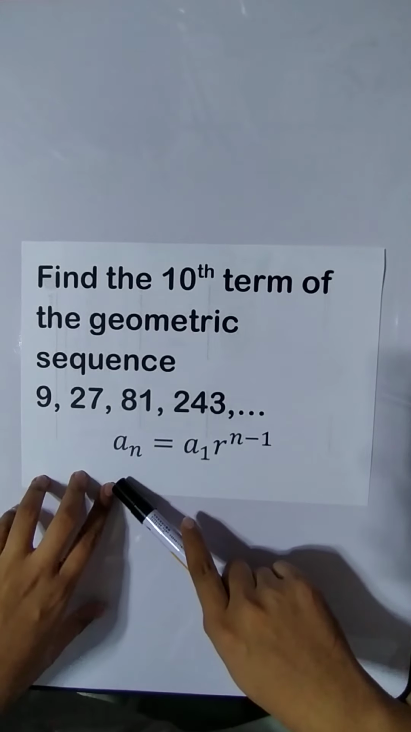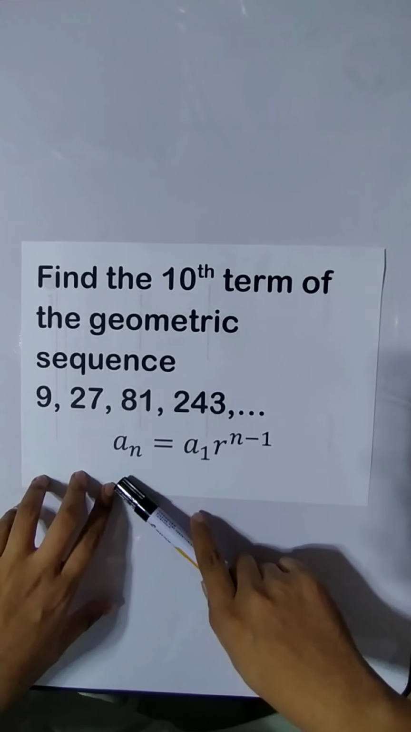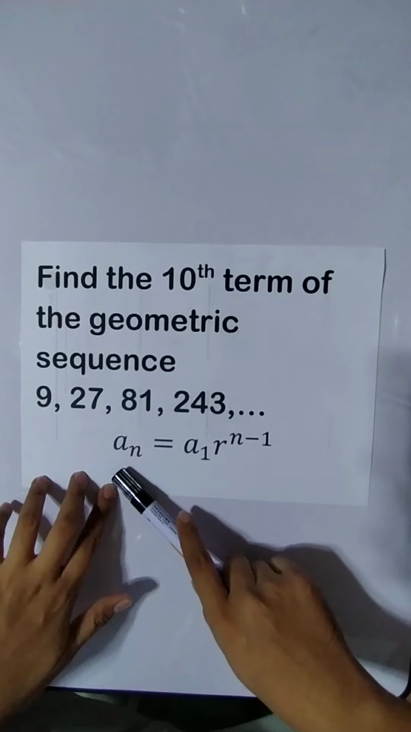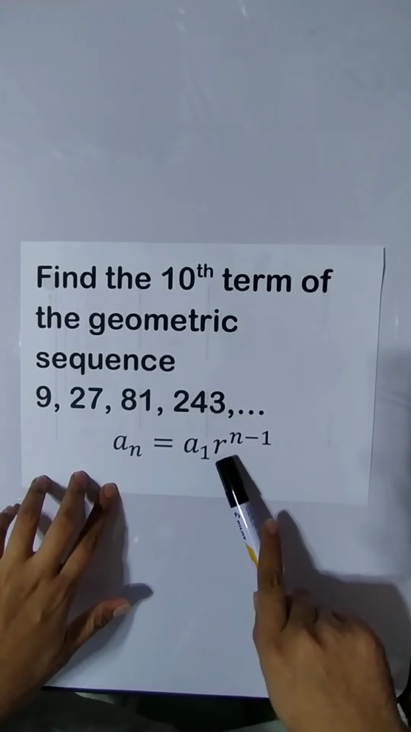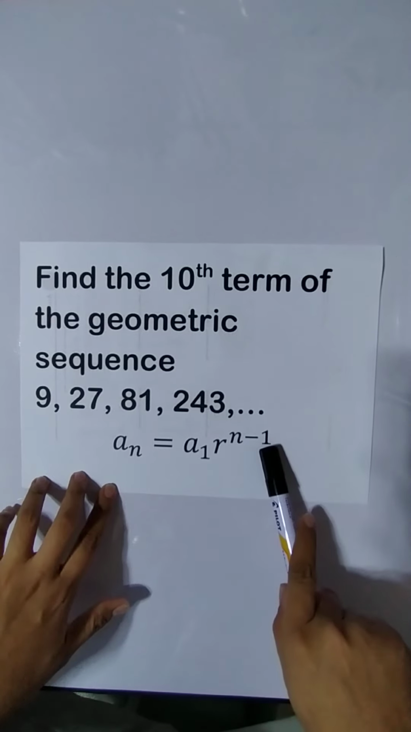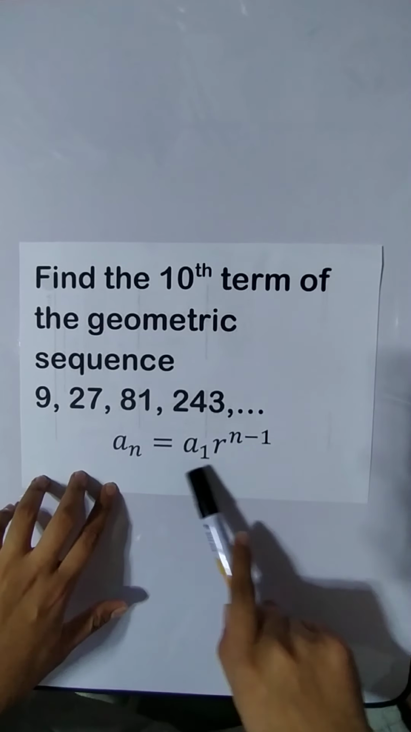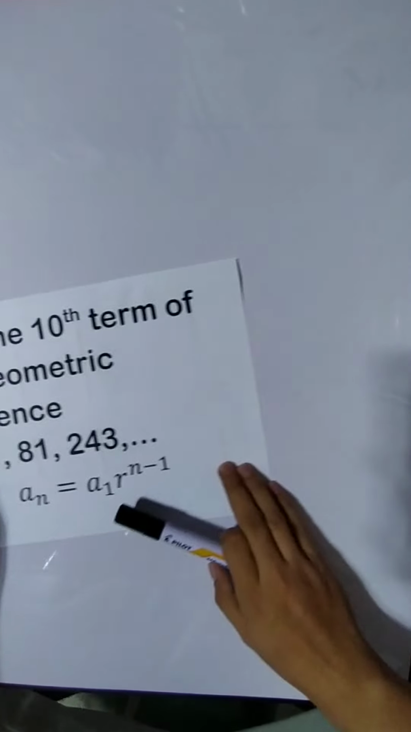So para mahanap natin ang ating nth term ng geometric sequence, gagamit tayo ng formula which is a sub n is equal to a sub 1 times r raised to n minus 1. So now let's break down this formula. Ano-ano ba yung naandyan?